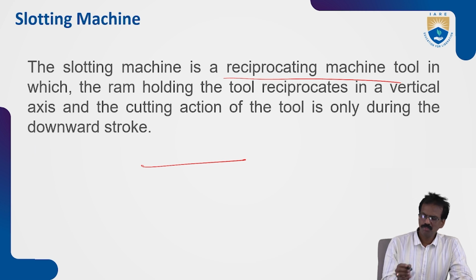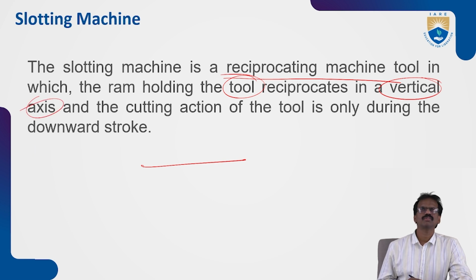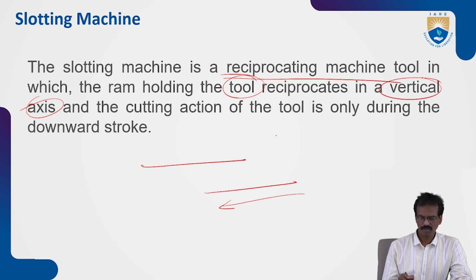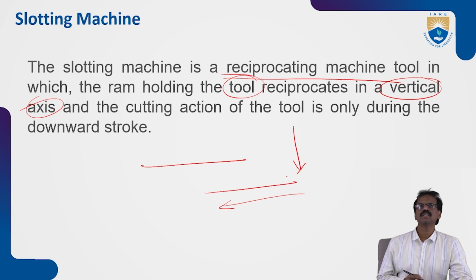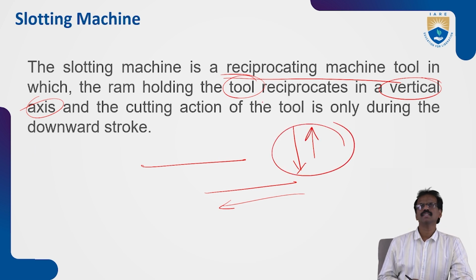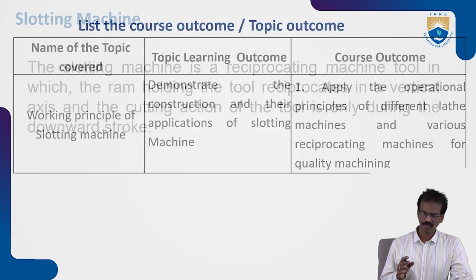It is the reciprocating machine in which the ram holding the tool reciprocates in a vertical axis, in the vertical direction. So cutting action of the tool is only during the downward stroke. In the case of the shaping machine, the forward stroke is the cutting stroke and the reverse is the free stroke. In the slotting machine, the downward stroke is the cutting stroke, and upward is the free stroke. The total forward and reverse, backward stroke is called the complete stroke.